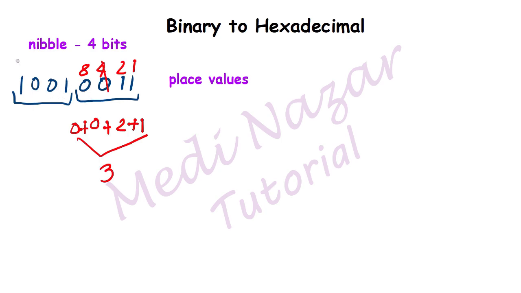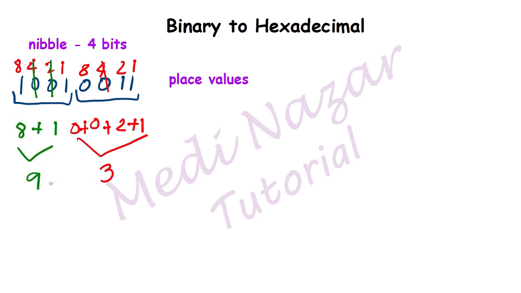We will use the same place values 8, 4, 2, 1. Remember, we are dealing with this separately. So we are using the place values separately. 1 times 1 is 1. 2 times 0 is 0. 4 times 0 is 0. And 8 times 1 is 8. So we will add 8. So 8 plus 1, it will give us 9.